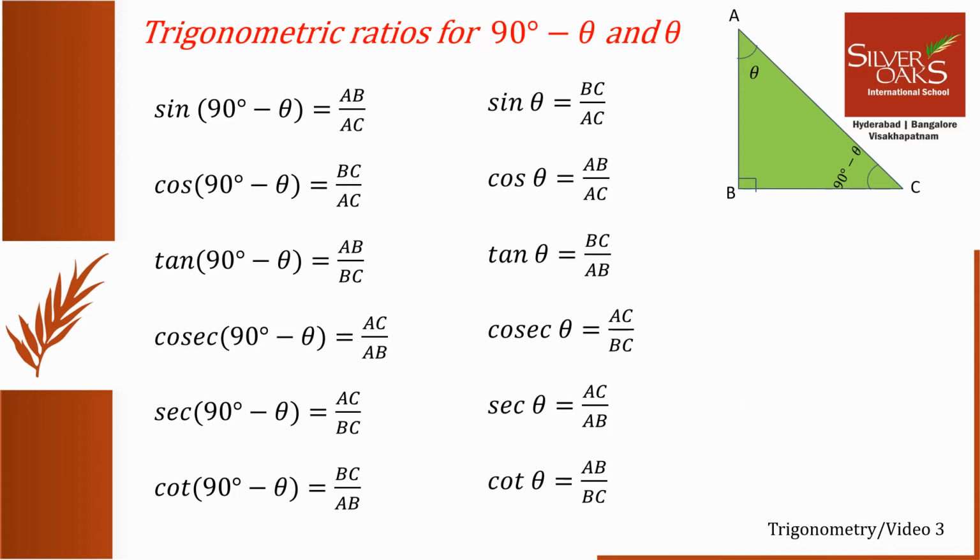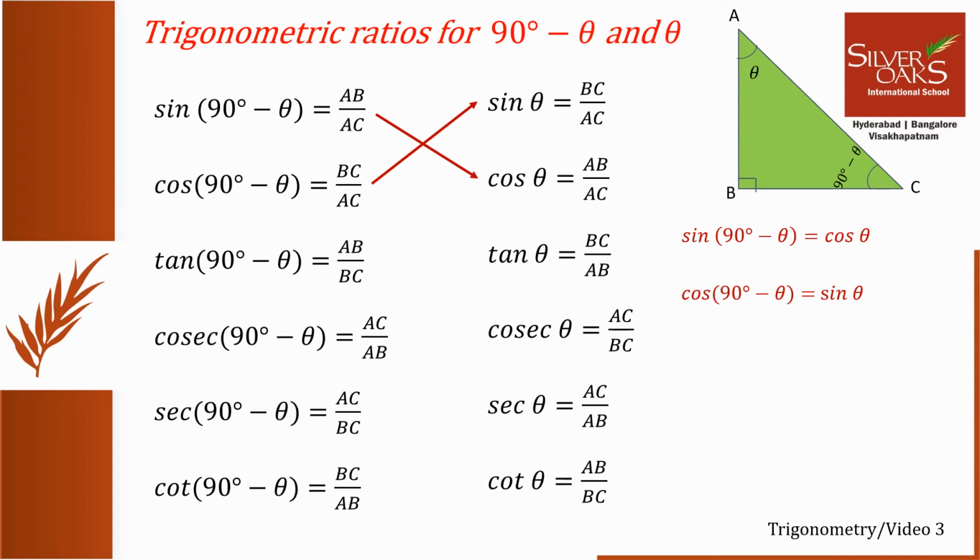Look into sin 90 degrees minus theta, which is AB by AC. Now look into the second column, where you can find AB by AC. Here cos theta is AB by AC. So sin 90 degrees minus theta is equal to cos theta. The next one, look into cos 90 degrees minus theta, which is BC by AC. In the second column you find BC by AC. Sin theta is equal to BC by AC. So cos 90 degrees minus theta is equal to sin theta.